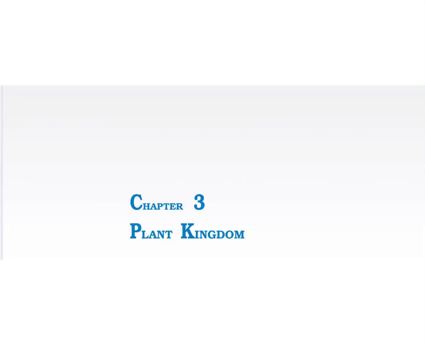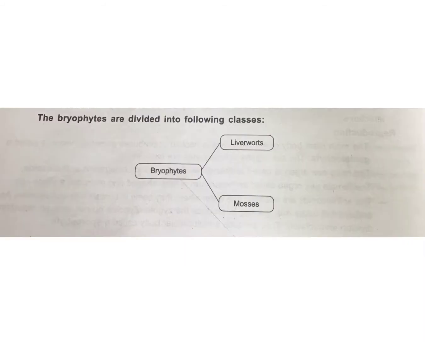Hello my dear students. In chapter 3 Plant Kingdom, in the last session we discussed in detail bryophytes, and we have seen that bryophytes only grow in damp and humid places, and we have learned the structure as well as vegetative, sexual and asexual reproductive means, etc. Today we are going to start with the subdivisions of bryophytes. First they are included as liverworts, and secondly as mosses.